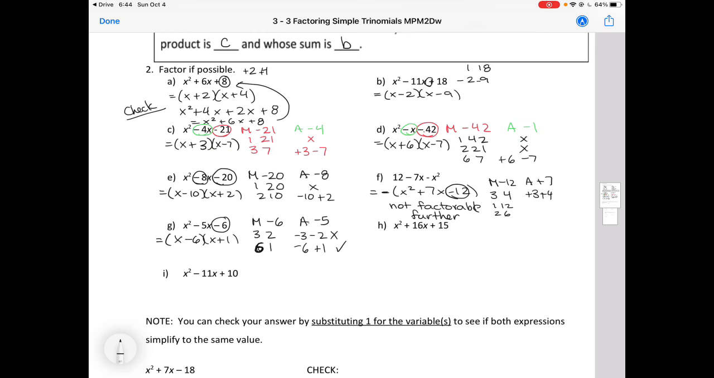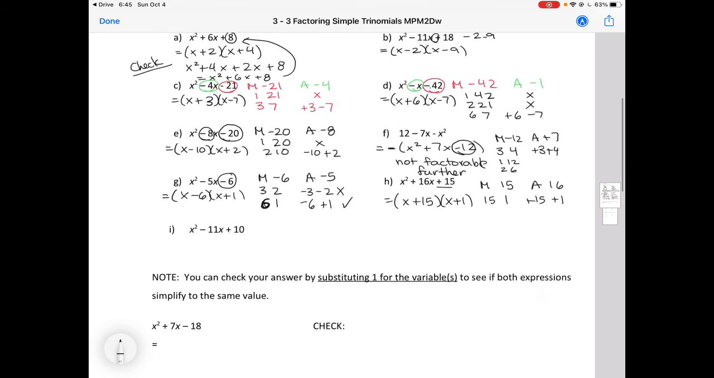Okay, two more examples here. We've got x squared plus 16x plus 15. So two numbers that multiply to 15 and add to 16. When those numbers are close together, you should be thinking about the combinations with the 1. So 15 and 1. Those will both add if I have positive 15 and positive 1, which does multiply to positive 15. So then I found my factors, x plus 15 and x plus 1.